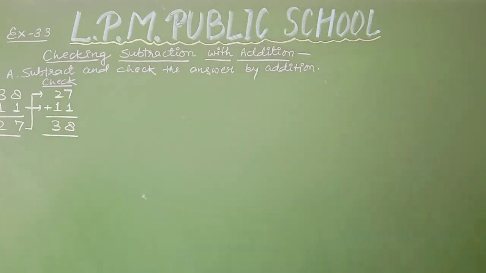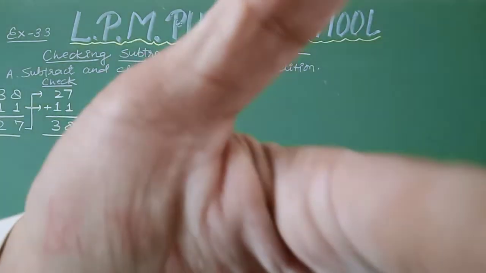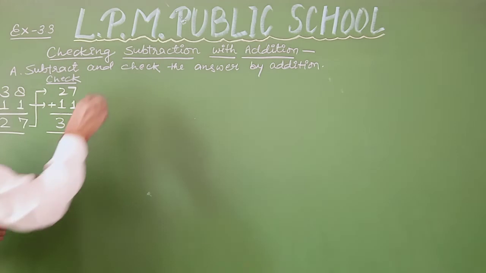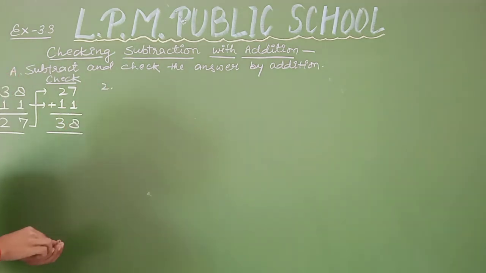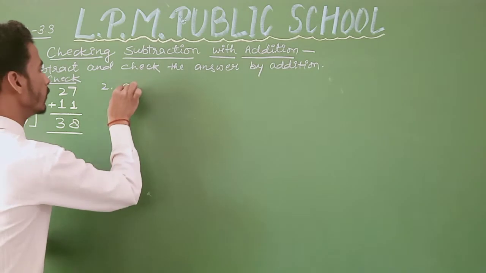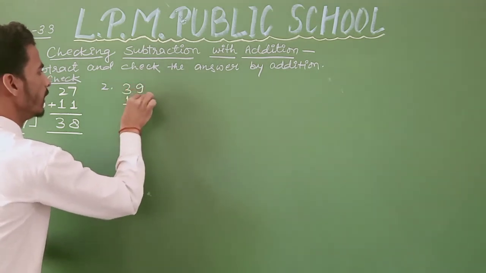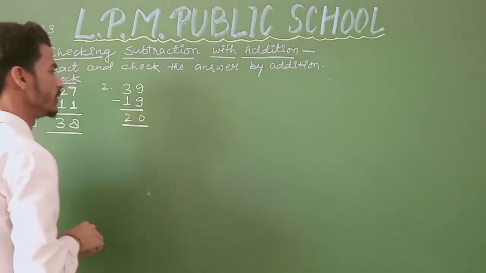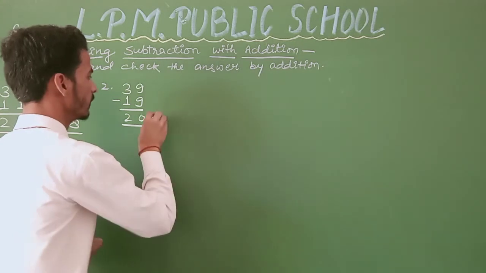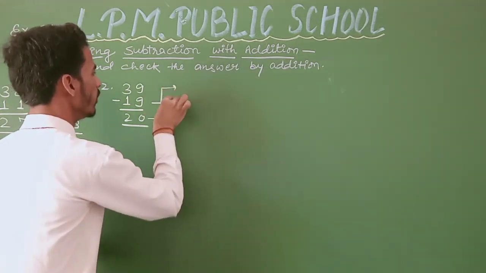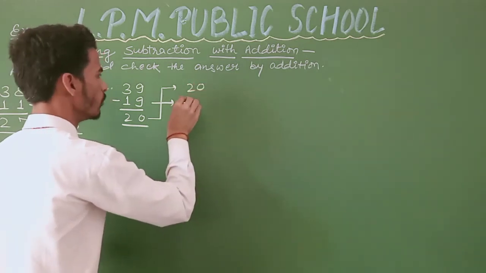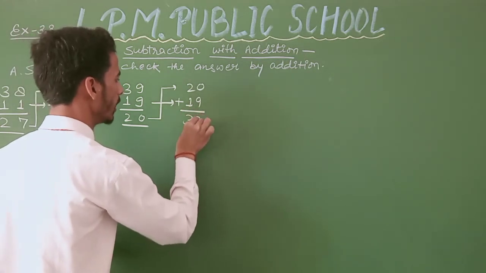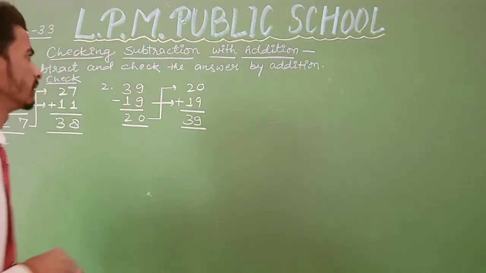Now come on the next question, that is question number 2. 49 minus 19. 9 minus 9 is 0, 4 minus 1 is 3. The difference is 30. And when we add the difference and the smaller number, the difference is 30 and the smaller number is 19, it should become equal to the greater number, that is 49. Okay, that is check.